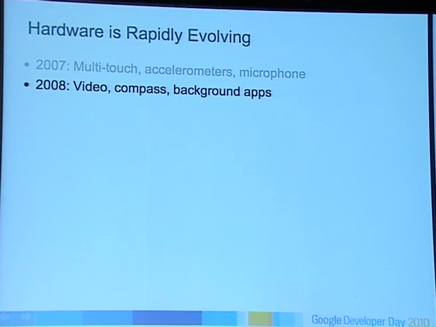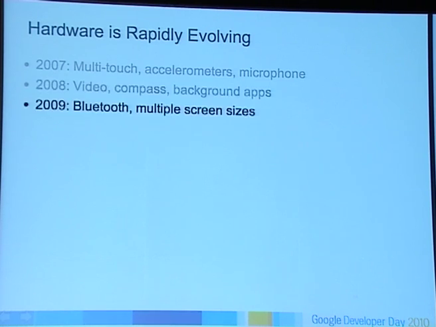And even now, background apps are supported to at least a degree within iPhone. So we're seeing not only is this hardware rapidly evolving and the software toolkits evolving as well, but we're seeing the competition in that market making all of this hardware become more broadly available. In 2009, we saw the Bluetooth stack on Android become available, and most importantly, we saw support for multiple screen sizes. So all of a sudden, the smartphone market wasn't just one fixed size.